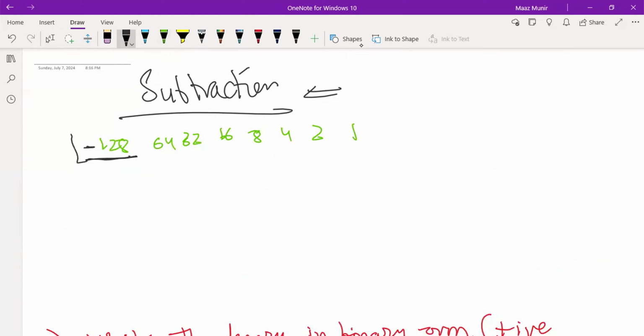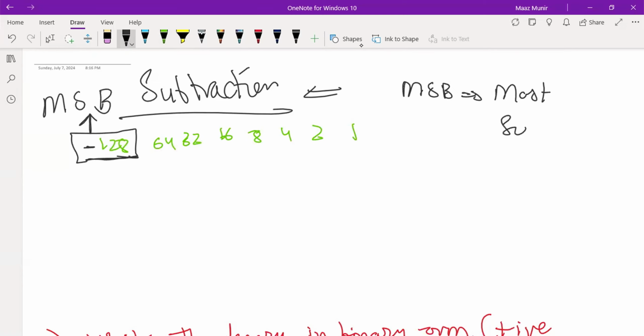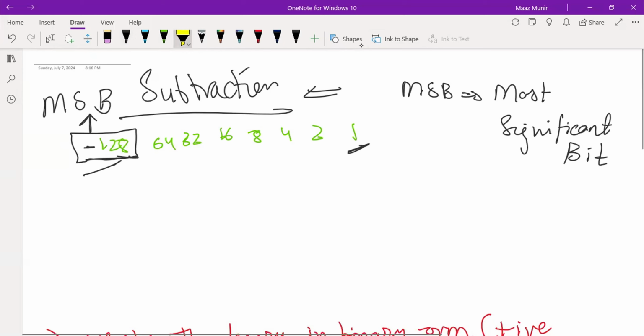This most leftward bit is known as MSB. By MSB we mean most significant bit. Sometimes they give you a binary value like this, and they ask which one is the most significant bit? This one or this one? Well, it's this one, the most leftward, or perhaps the one which has the greatest value.